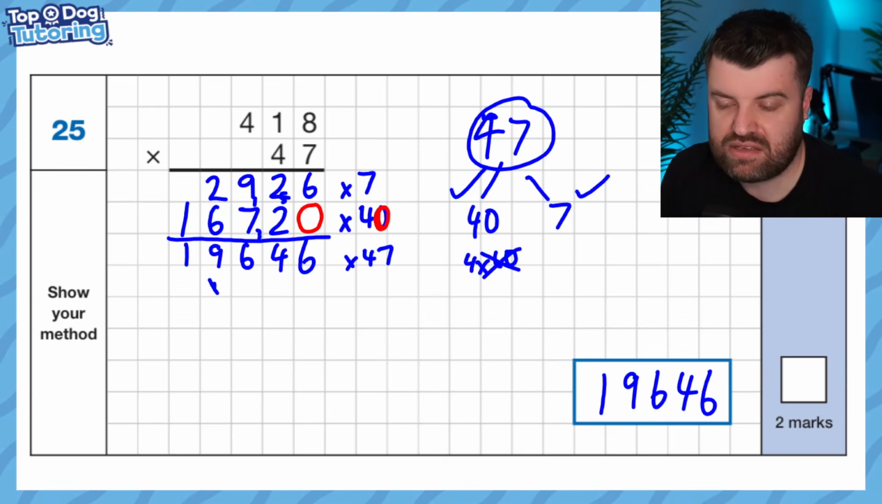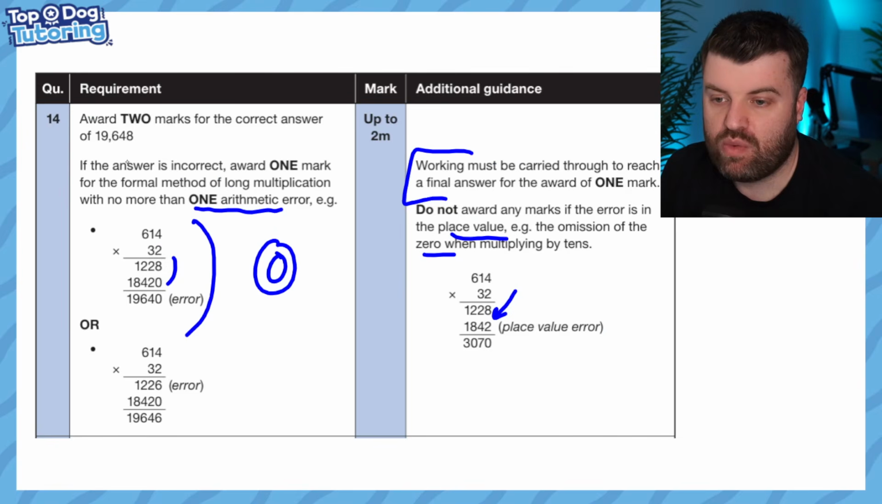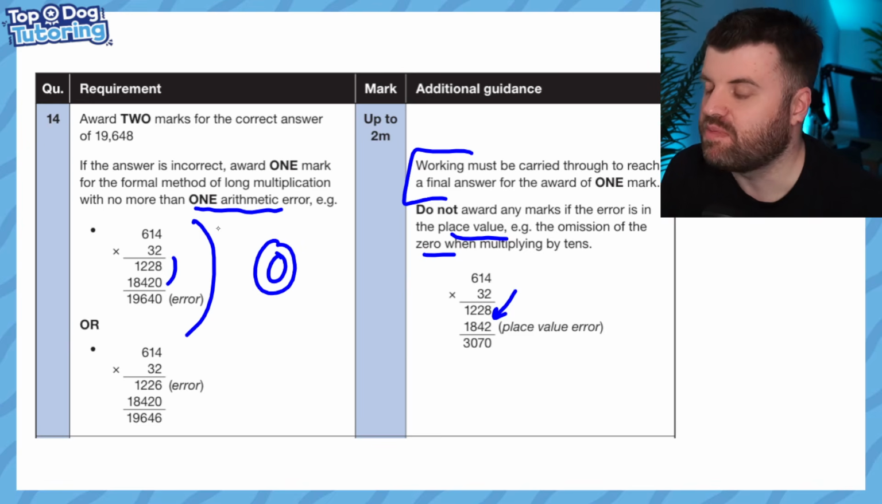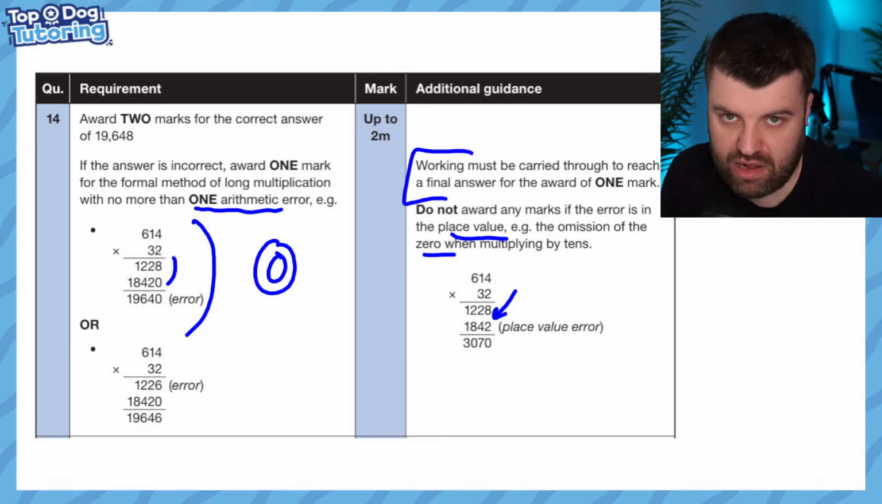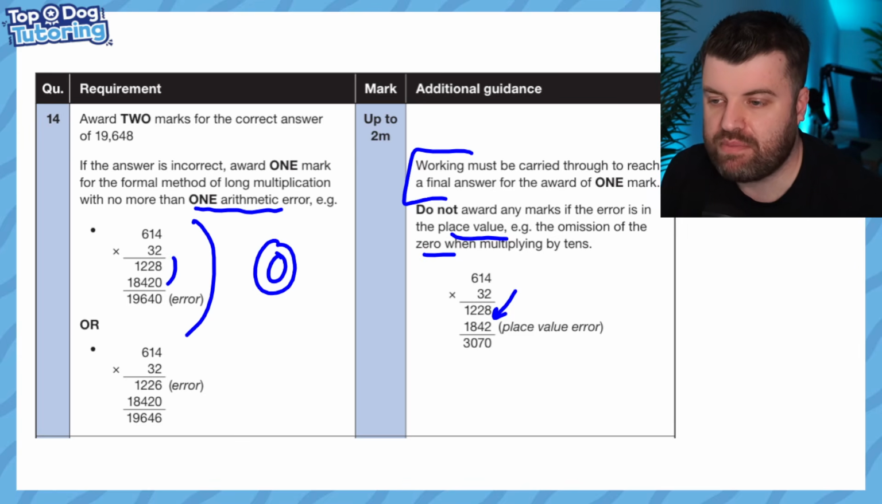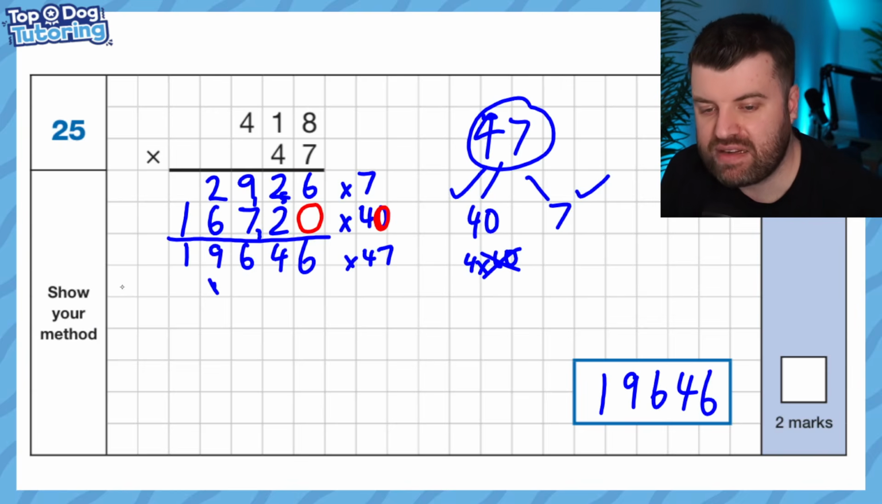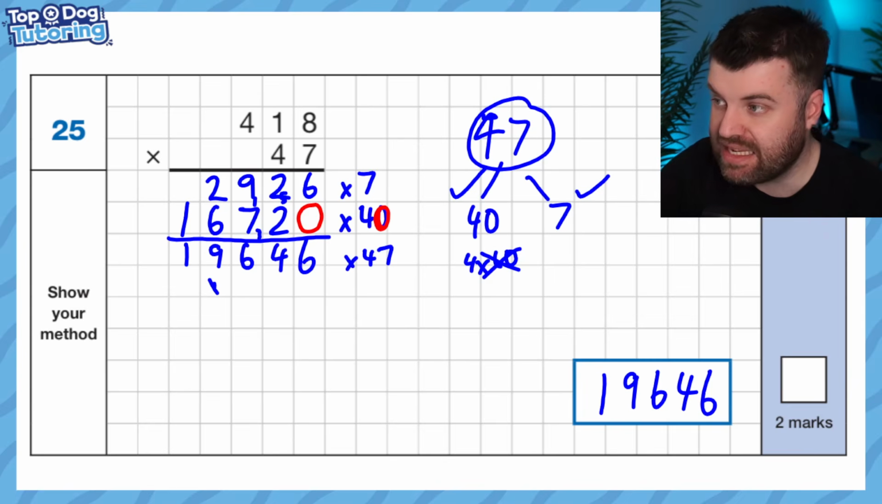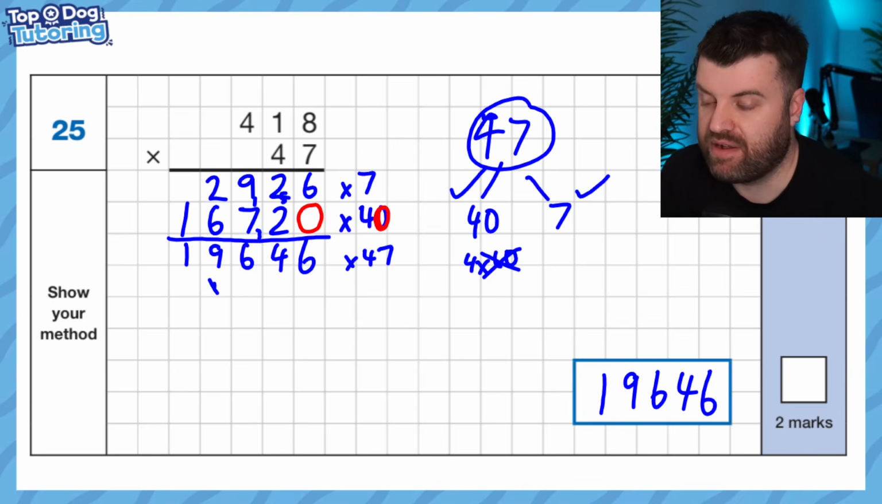So 19,646 would be the answer, and the mark scheme would be very similar to this. It would be saying the same thing, just with different numbers, obviously because it's a different question, but the same point. Children have to show the entirety of their working out and go through every single step with one arithmetic error at the end.